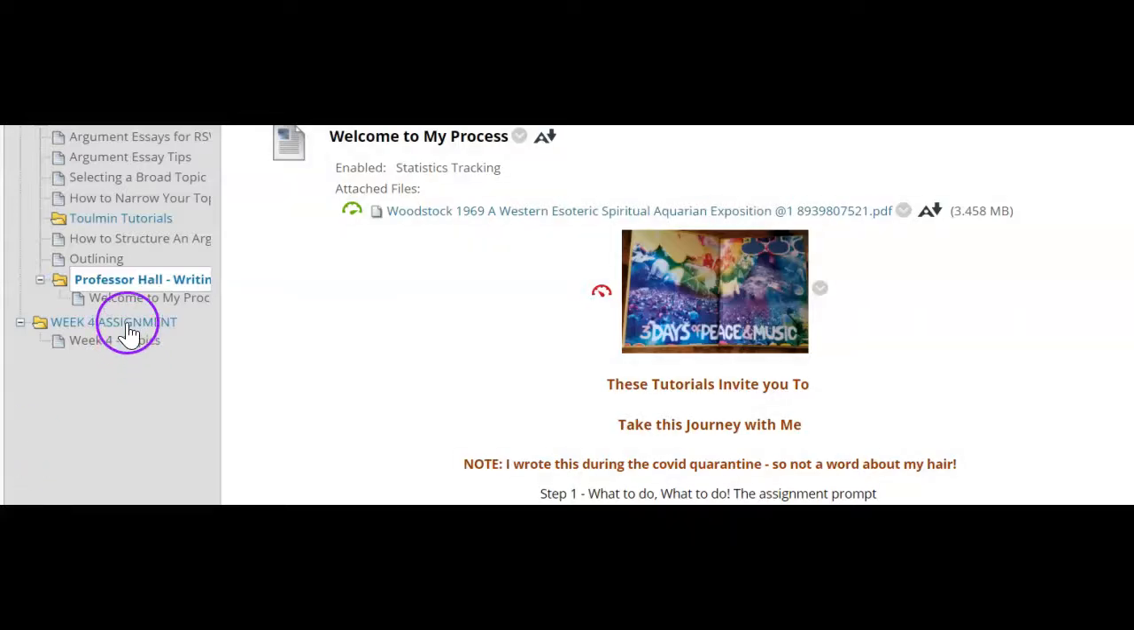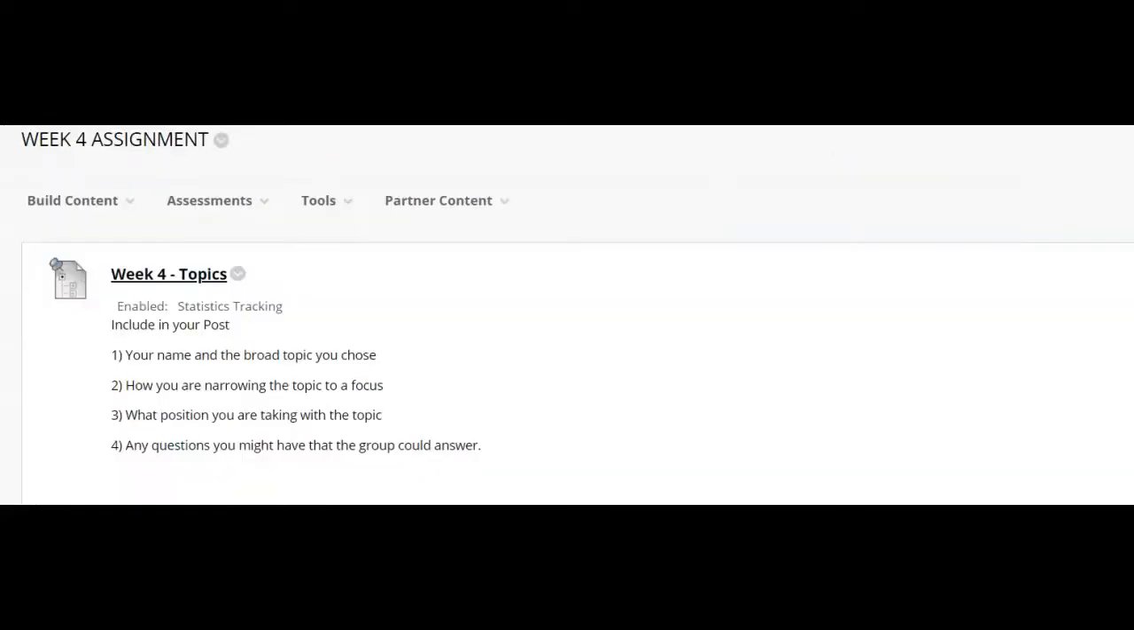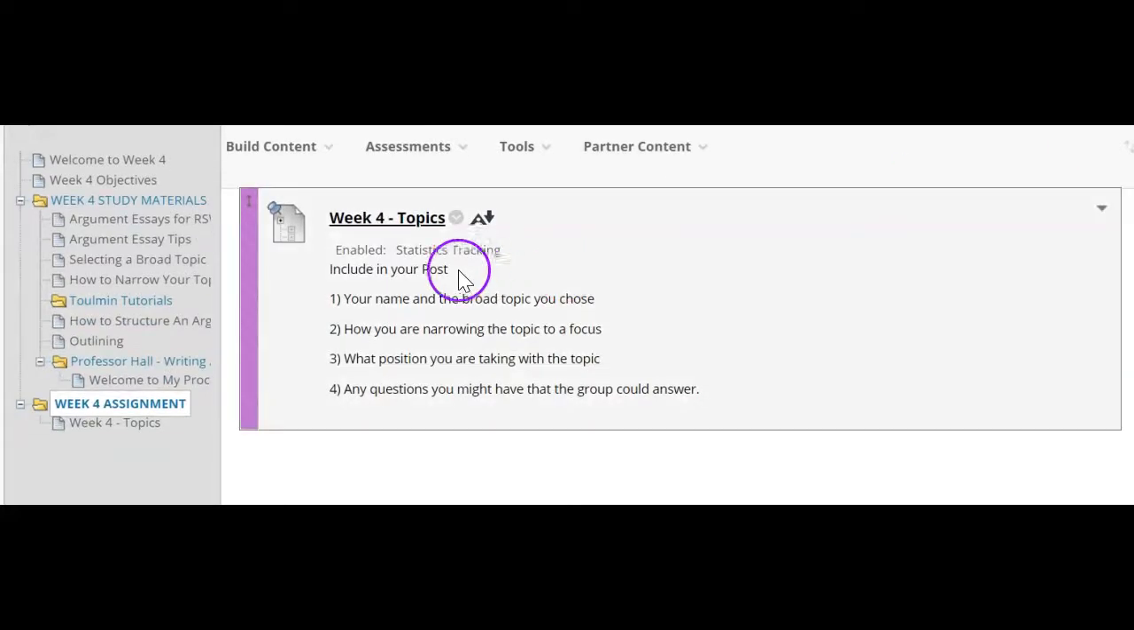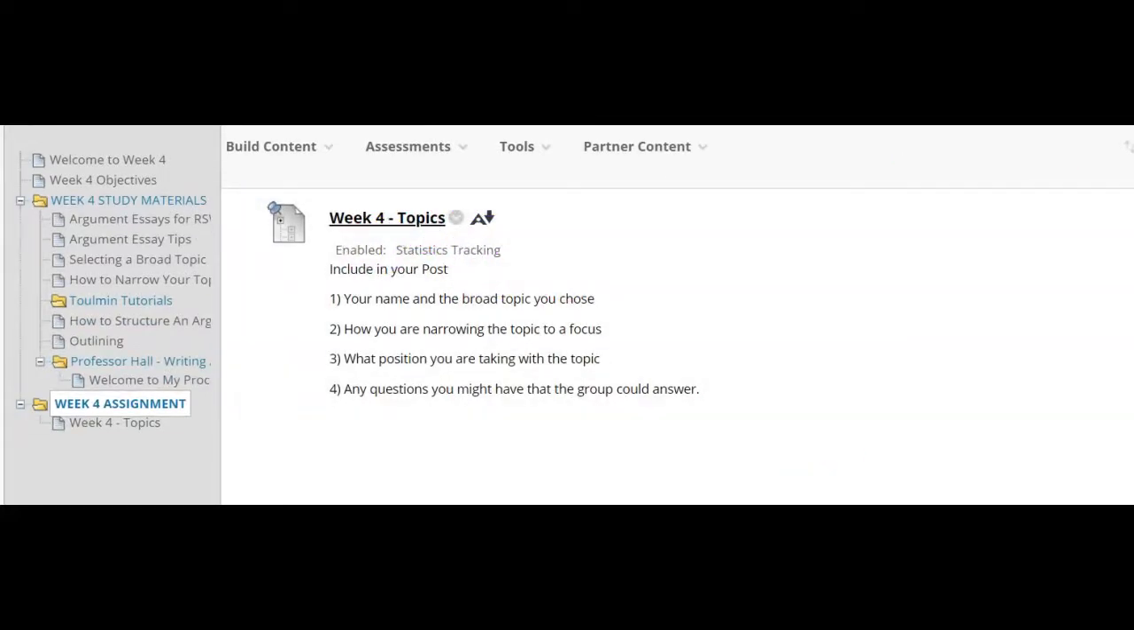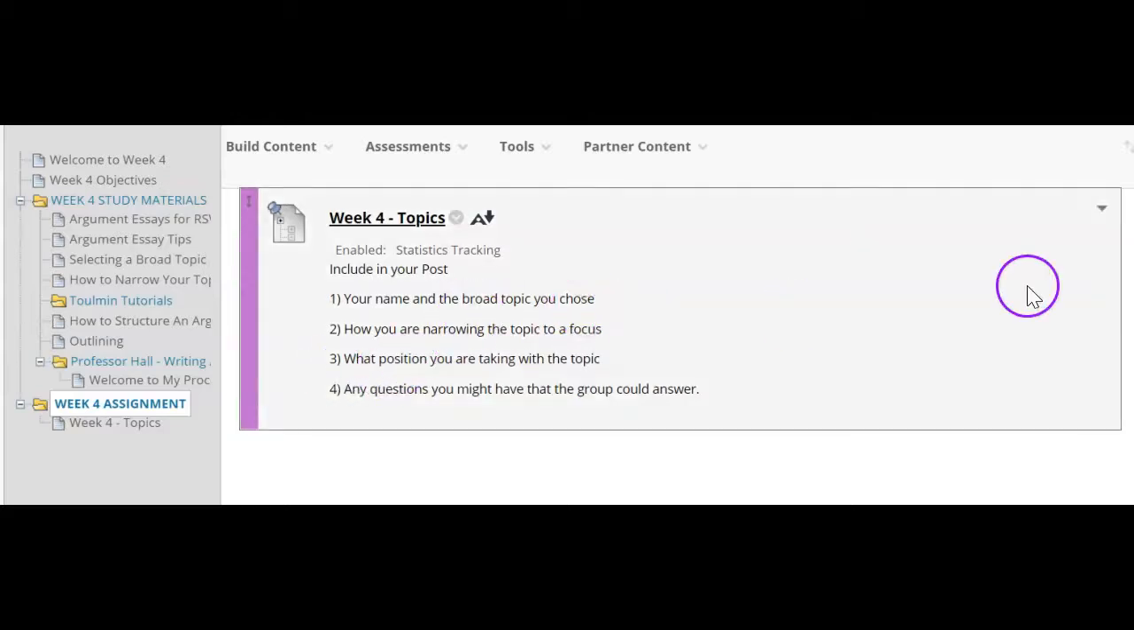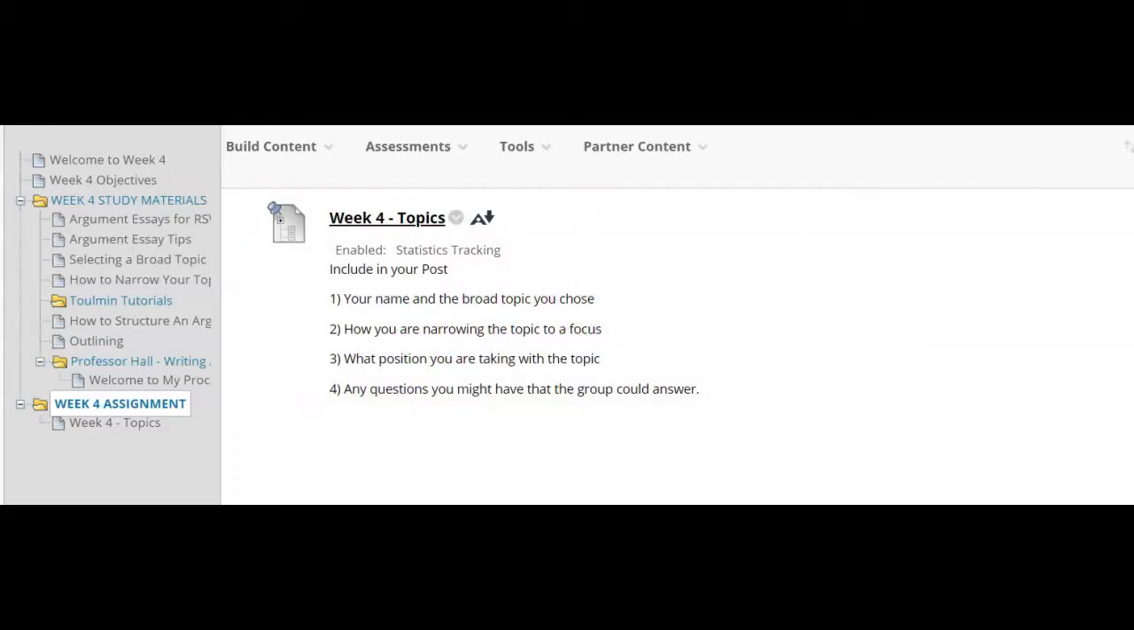Now let's scoot over here just a minute, see what the assignment is for the week. The only thing you have to do this week is discussion board exchanges with you and other people talking about your topics. Follow this and have at least 8 pieces of dialogue going in that discussion board. And that's it for the week.